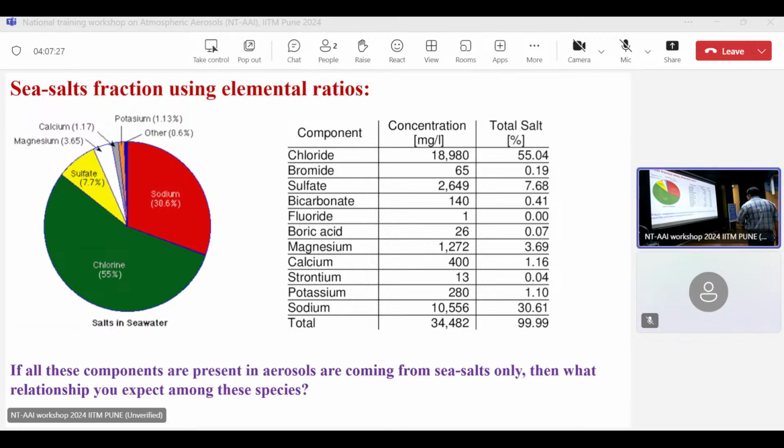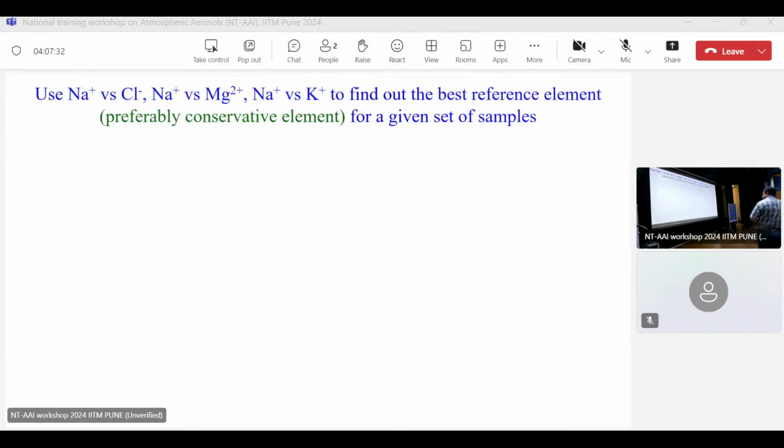So if all these components are present in sea salt, what relationship do we expect? Now, the reference element, majority of the time we use sodium, right? Whomsoever is doing this, we use sodium. But you can actually use any. You saw the composition in the last pie chart. You can use chloride also. You can use calcium, magnesium. We should prefer conservative. Now, can anybody tell me the meaning of conservative?